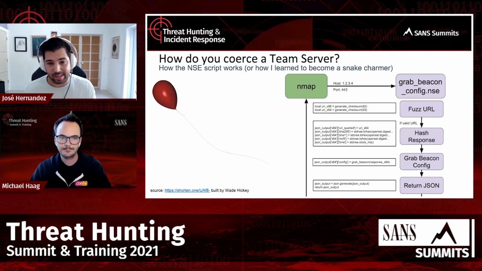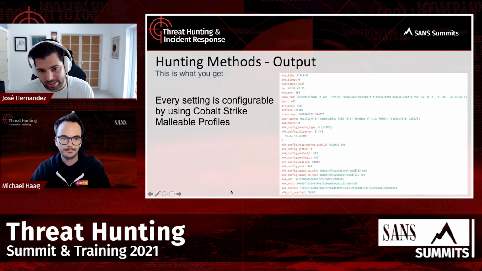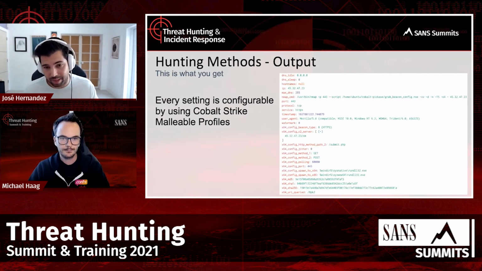So at the heart of this entire thing, this is it, right? This is how we are pulling beacon configs out of known team servers. This is an example of what that data that grab beacon pulls back. It's basically every configurable parameter, like I mentioned in malleable profiles. So you get things like what is the jitter, what is the callback method, what are the spawn twos. We'll get into more of the details of this data in a second, but I just want to give you a quick idea of what kind of data this pulls back, right?